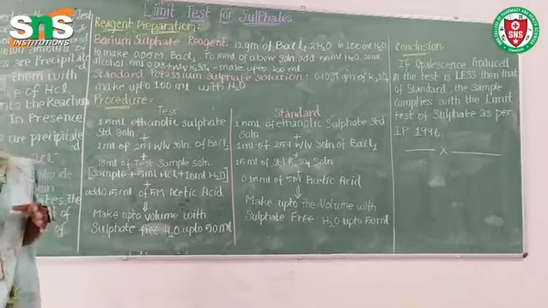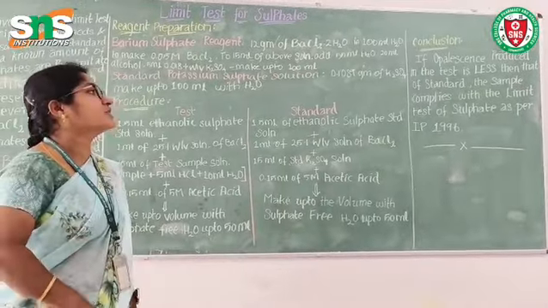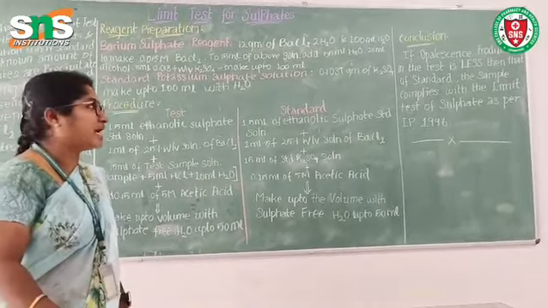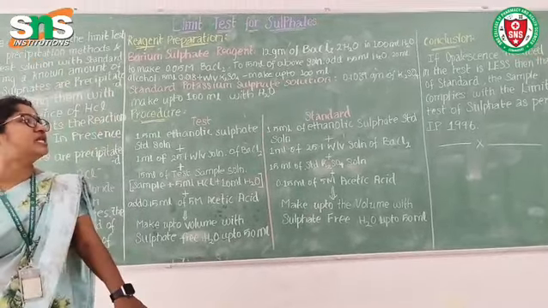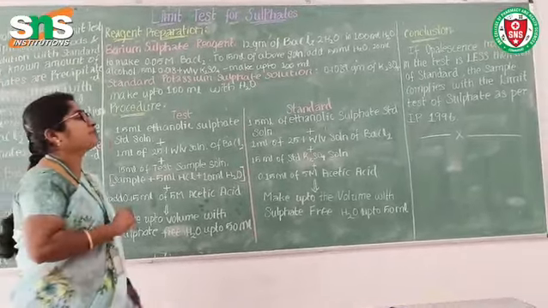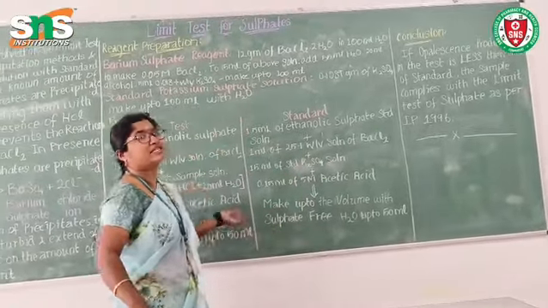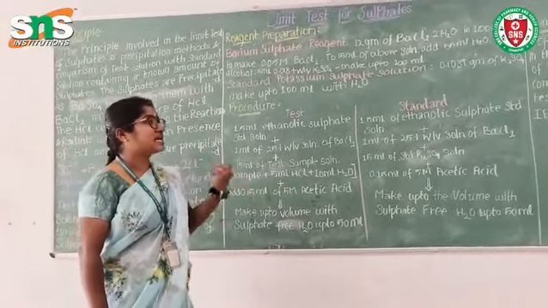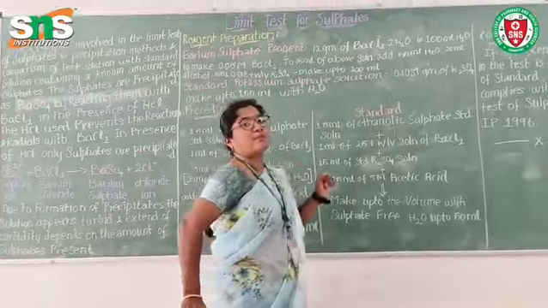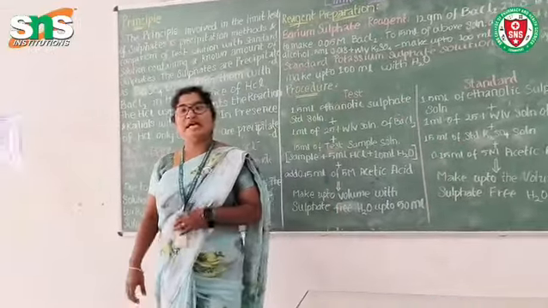The conclusion is: if the opalescence produced in the test is less than that produced in the standard, the sample passes or complies with the limit test for sulphate as per IP 1996. Or if the opalescence produced in the test is more than that produced in the standard, the sample will not comply, or fails the limit test for sulphate as per IP 1996.